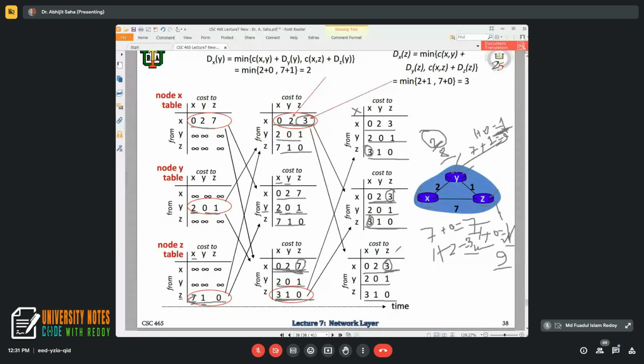The arrows are given if there is an update. Okay, so you are going to show the updates also with the arrows. If there is an update in a table, then you need to inform it from that node to the direct nodes.